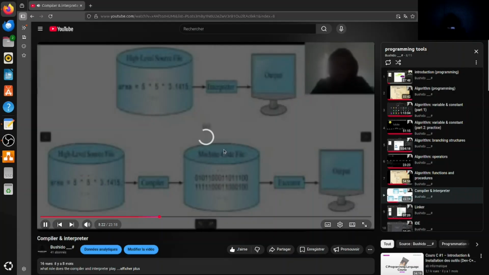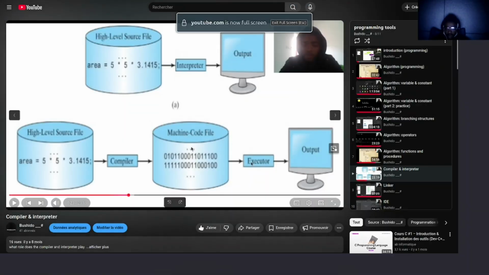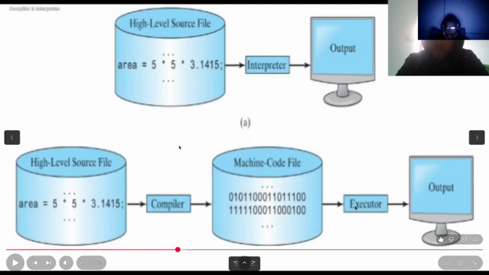I show this video because I still don't have this picture. An interpreter works like that. You have the high level source file, this is your code. The interpreter just takes this code and transforms it directly, and you have the output. You don't have an intermediate file before having your output, and you don't have an executable file.